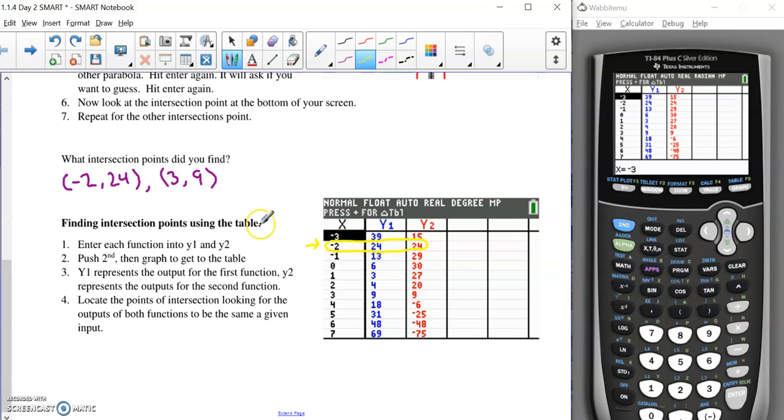And so that tells us, just like we found here, that one of our intersection points is at -2, 24. And then if we continue to scroll down, at 3, we have another match. And that tells us that we have an intersection point at 3, 9. And that's the same thing we figured out up here. So that's how you can find intersection points with tables. You just have to find out where the numbers match in both of your y columns.